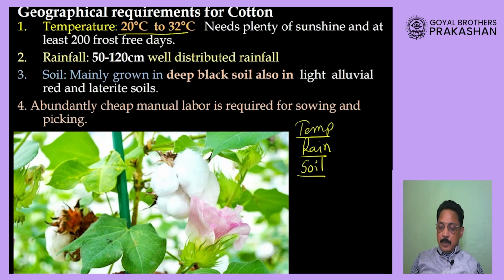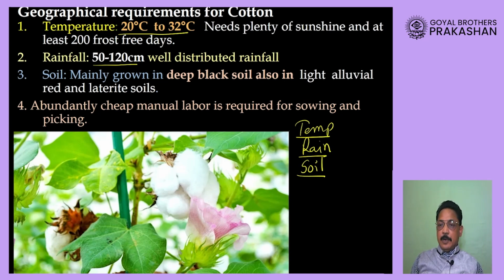Then this crop also needs plenty of sunshine for its proper growth. It needs the rainfall of 50 centimeter up to 120 centimeter, dear students, but this rainfall should be well distributed. That means all rainfall should not occur at one time, but during the 4 month period of time, it should be very well distributed. If rainfall is 100 centimeter, then it should be distributed in 4 months as 25, 25, 25, 25, like that.